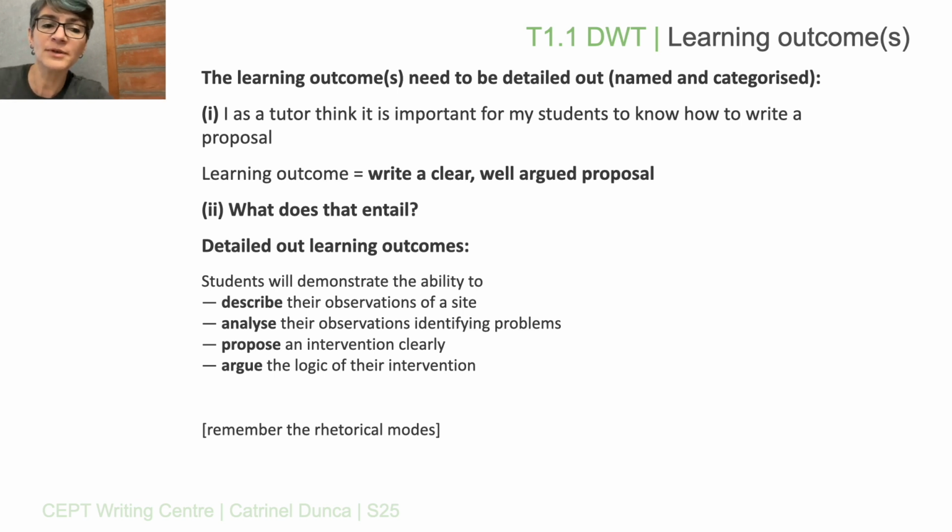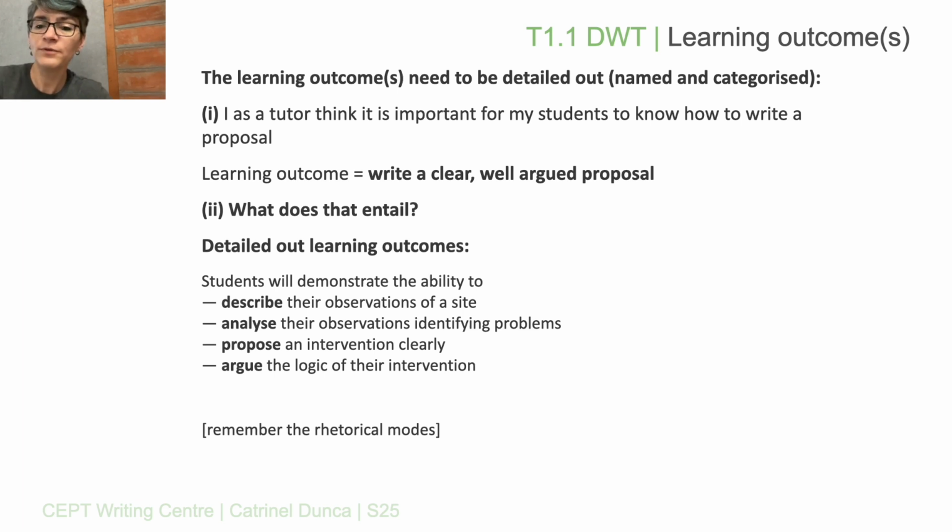It entails the ability to propose an intervention, because it's a proposal after all. They will propose something, right? And they will be able to justify their proposal based on their analysis. All of this is what makes a good proposal. So it's not enough for me to say my learning outcome is going to be an ability to write a clear, well-argued proposal. I need to really reflect and think, what does it take to present all of this?